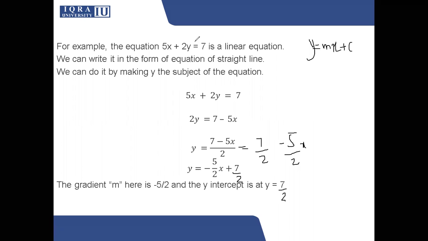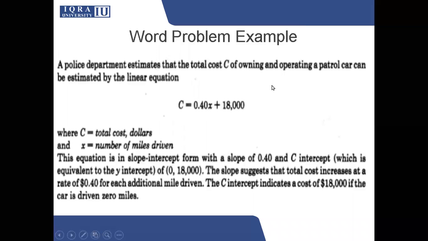By looking at this equation, we have no idea what the slope is and what the y-intercept is. But if we bring it to this form, we have an instinctive idea that the term with x is going to be the gradient. So my gradient is minus 5 by 2 and the constant term is going to be the y-intercept, right? So this is how you deal with the equations of straight lines.